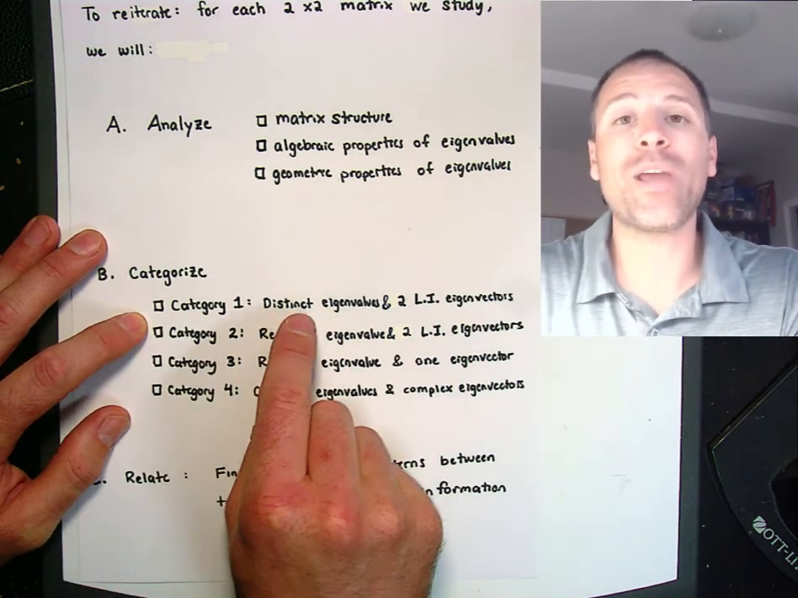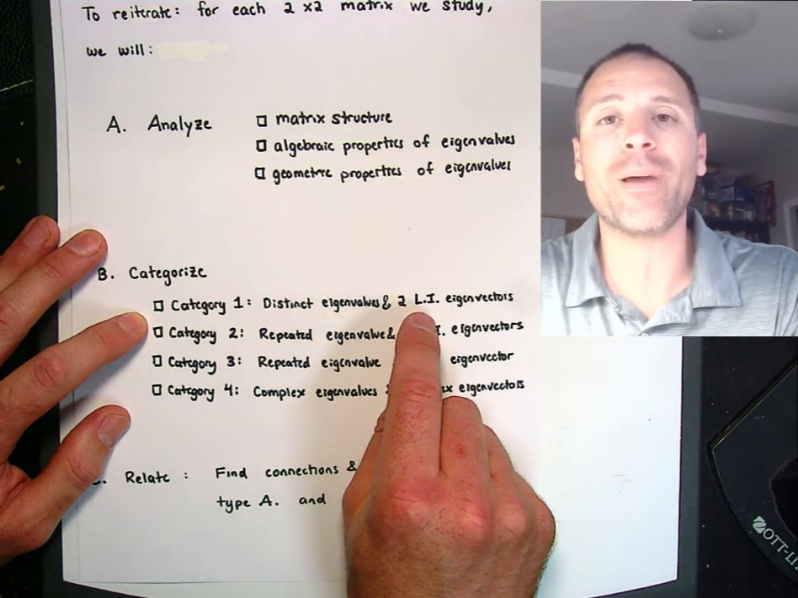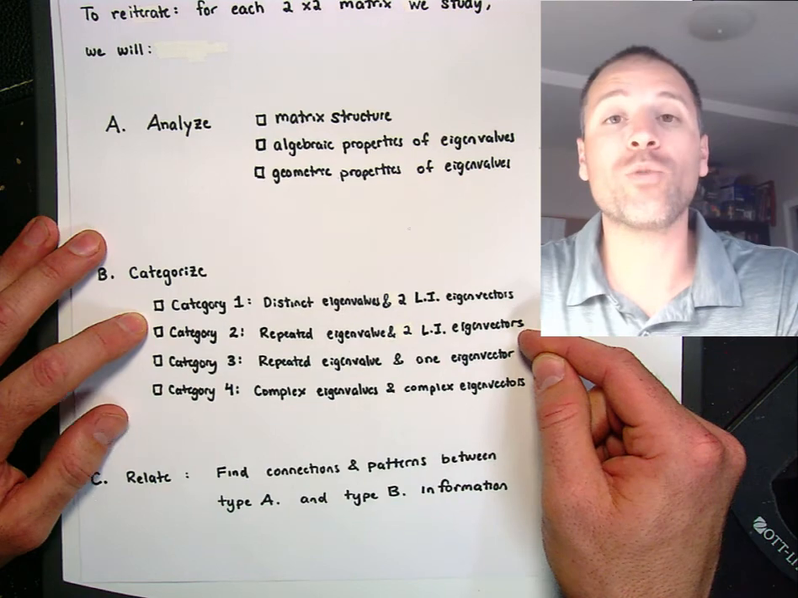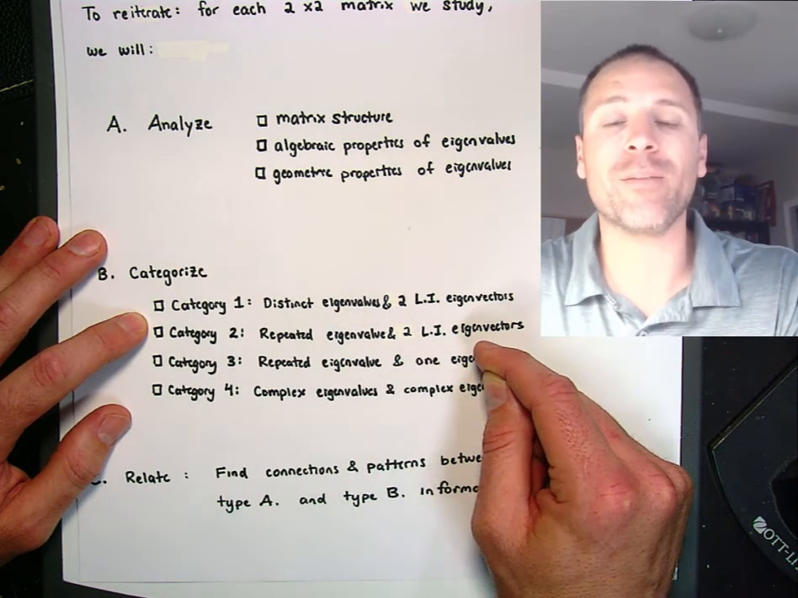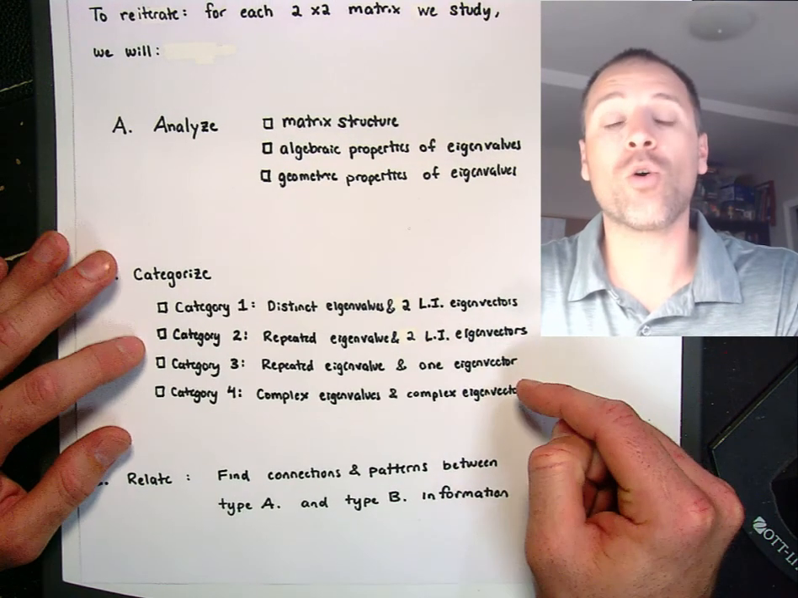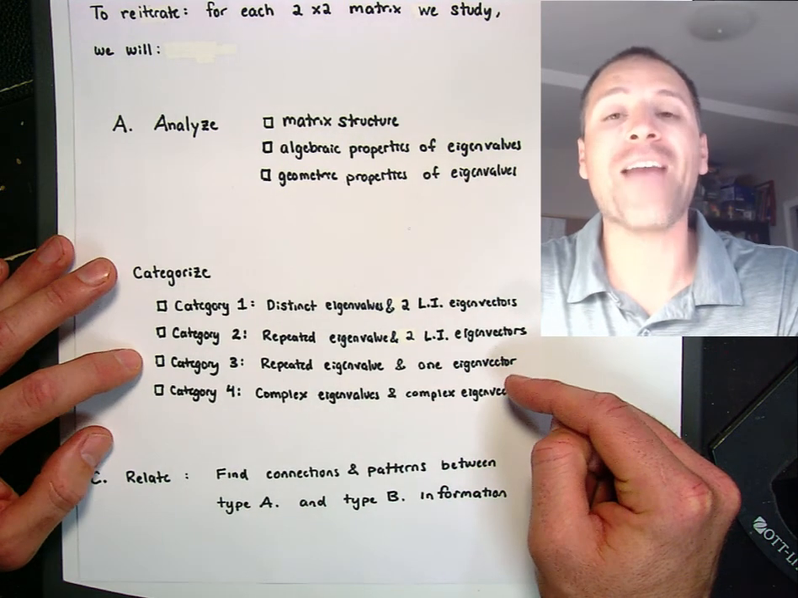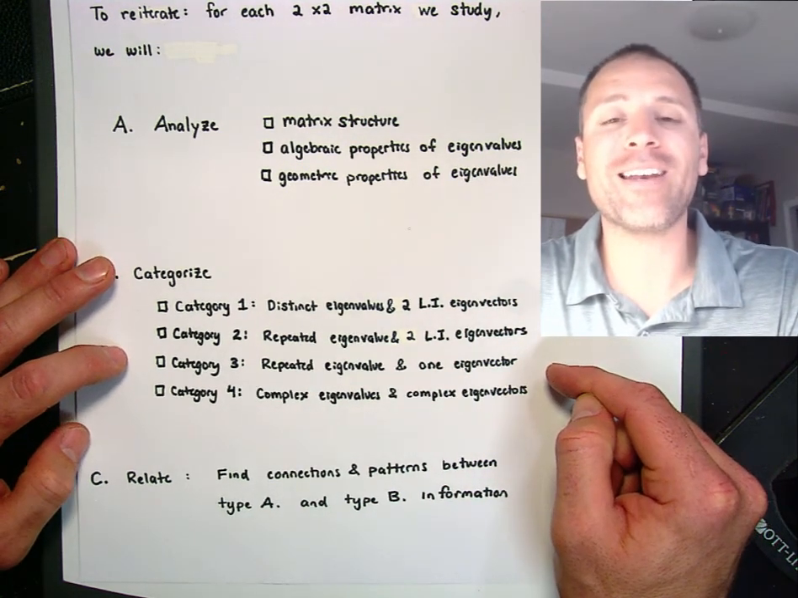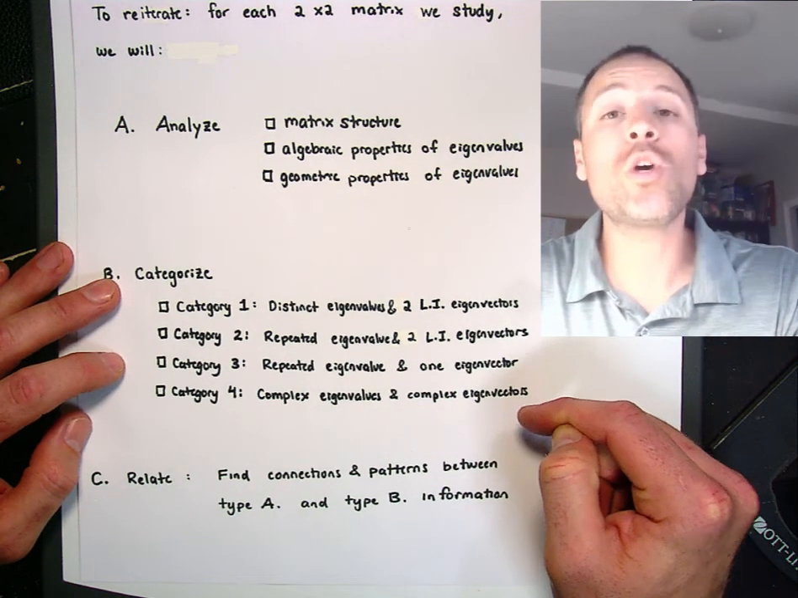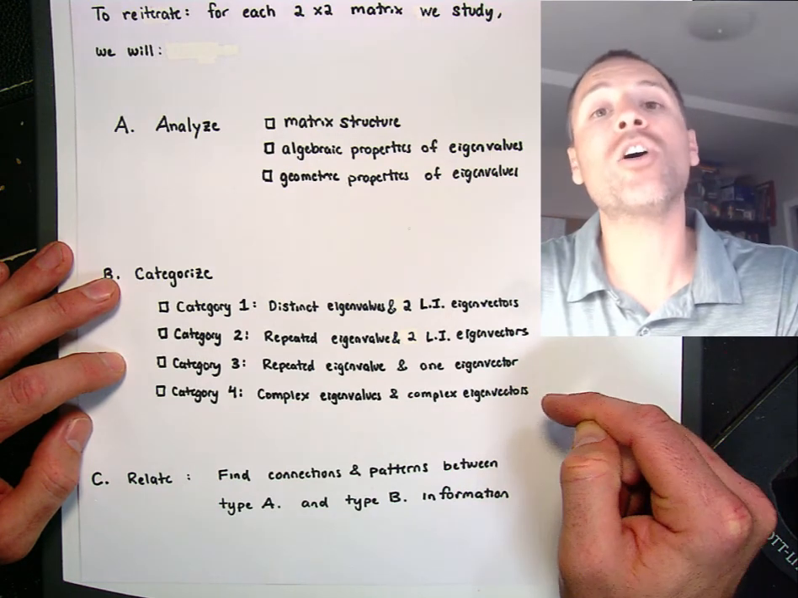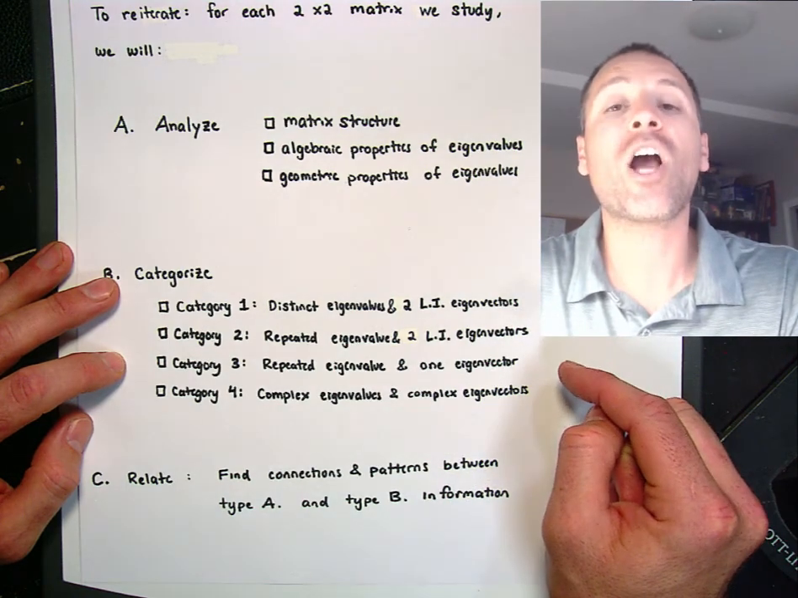One category is when we have 2 distinct real eigenvalues and 2 linearly independent eigenvectors. Second category is when we have 1 repeated eigenvalue, but 2 linearly independent eigenvectors. Third category is when we have a single repeated eigenvalue that is a real number, and then only 1 linearly independent eigenvector. And then the only other option that we have is 2 complex eigenvalues and 2 complex eigenvectors. Those complex values will actually be conjugates of each other.